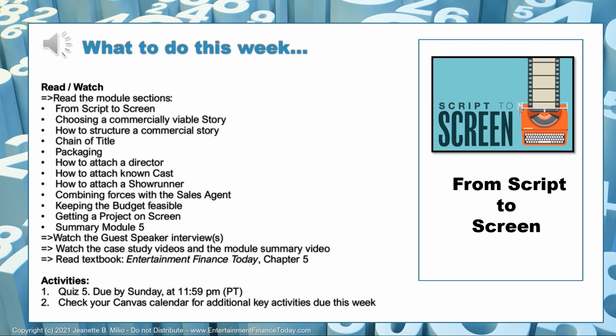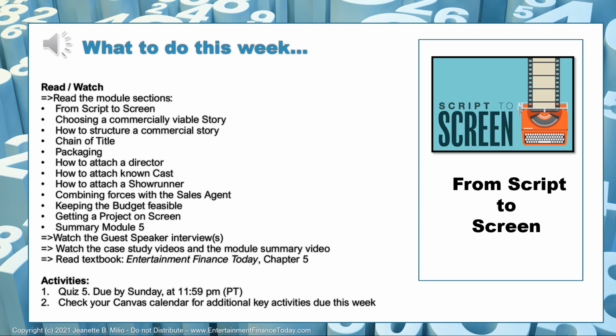This week we are focusing on the steps we need to take to choose a project that can be commercially viable around the globe. So we're looking at what are the elements that make a story commercially viable. How do we structure a story in order for it to be commercially viable? Commercially viable meaning it can sell in the US but also internationally.